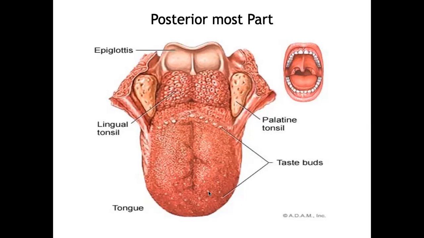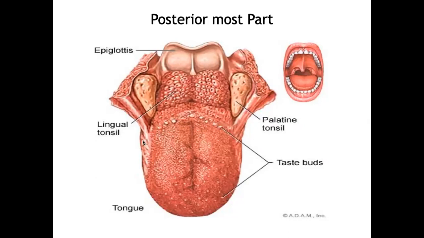What you can see in between are papillae which are a bit larger than the filiform. These are called fungiform papillae. On the sides we can see papillae which are called foliate papillae. Other than that, we can also see some rounded papillae. These are called circumvallate papillae.